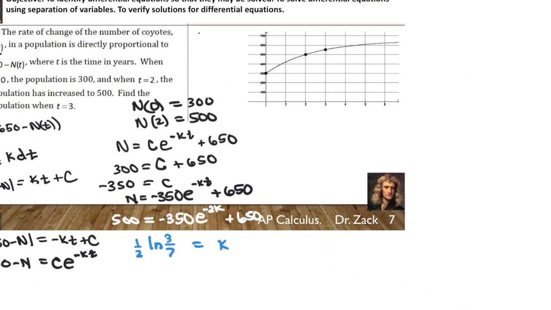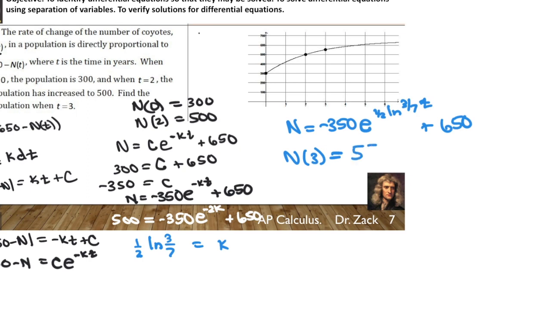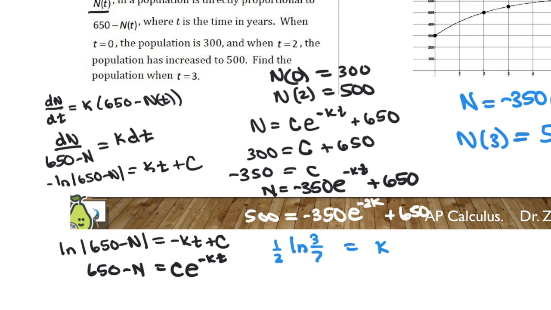So what do we know? We know that n is equal to negative 350 e to the 1/2 natural log 3/7 t plus 650. Specifically, I want to know what n at 3 is. So that means we need to substitute. This is a ridiculous problem, but we're going to get 551 coyotes. All right, so lots going on here. Make certain that you can do the necessary algebra.